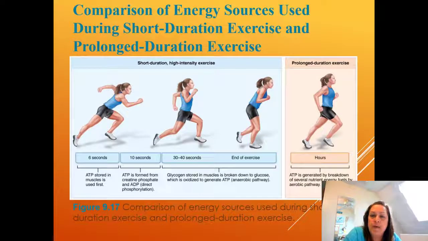So this just shows a woman who is running. She's either doing a sprint in the blue or more of a marathon-type run, prolonged duration. And you'll notice how the first 6 to 10 seconds we have ATP stored, ATP created from creatine phosphate. 30 to 40 seconds we have our glycogen, and then we end up with a little bit, right, oxidized anaerobically. That was quick. It only took like 40 seconds. If we want to do hours and hours and hours, right, we're going to go through the aerobic pathway. So we have different methods to create ATP depending on what we're going to do.